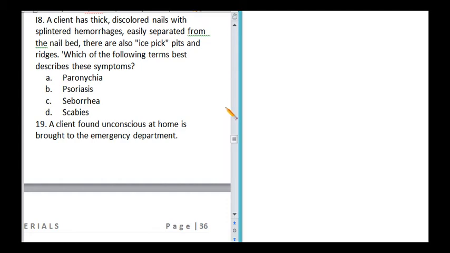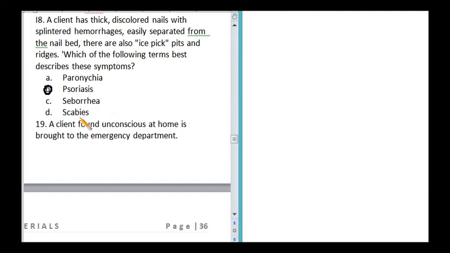To be able to answer this question, let's go back to the situation, which indicates that the type of lesion is termed splinter hemorrhages and easily separated from nail beds. Best answer here is B, because the mentioned characteristic of the lesion is seen in this type of disorder, psoriasis, and it's not seen in the other options.